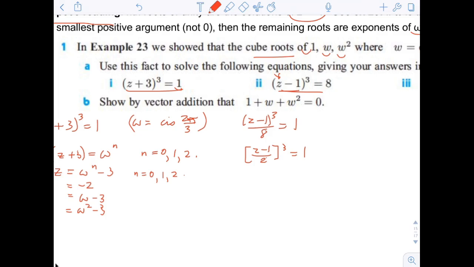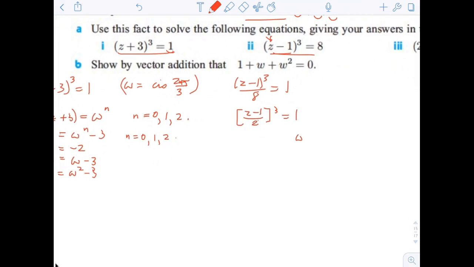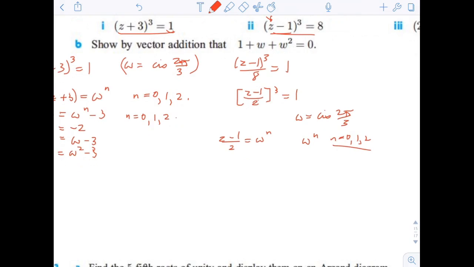Then we know that the cube root of 1 is equal to omega, where omega is cis 2 pi over 3. And then we know that the 3 cube roots are going to be omega to the n, where n is equal to 0, 1, and 2. So we're going to say that z minus 1 divided by 2 is equal to omega to the n, where n equals 0, 1, and 2. So let's solve for z. So z would be equal to 2 omega to the n plus 1.